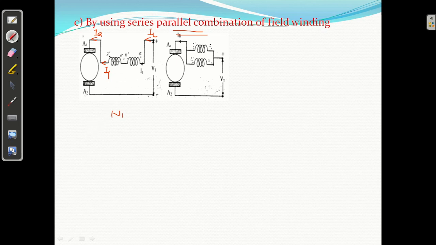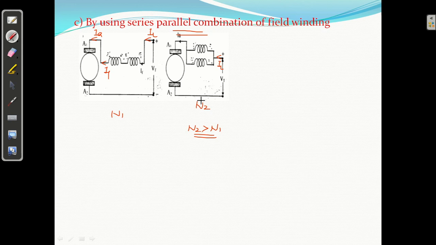Now when these two field windings are connected in parallel, you are not changing the load, so IL and IA stay the same, and the field current will be diverted, so flux will reduce, so you will get N2, and N2 will be more than N1. So you will get two speeds, one speed in this position, another speed in this position. That is the method we have.